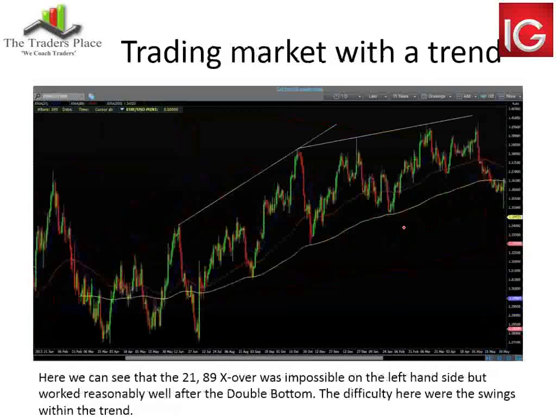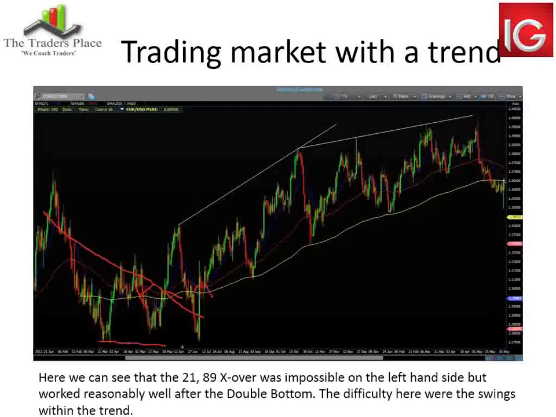Now, I found this chart quite interesting. This is the euro-dollar daily, and we can see the 21/89 crossover didn't make any money. On the left-hand side of the chart, you can see the crosses there: long, short, long, short, long, short. They really didn't make any money.